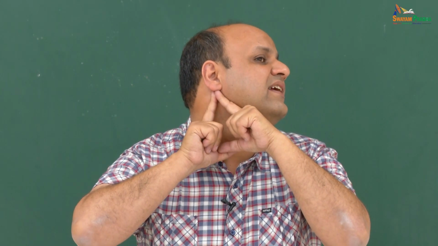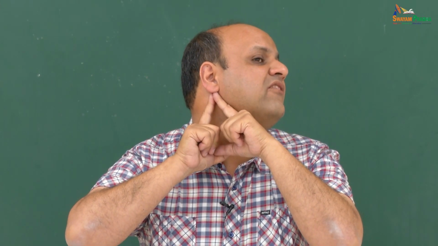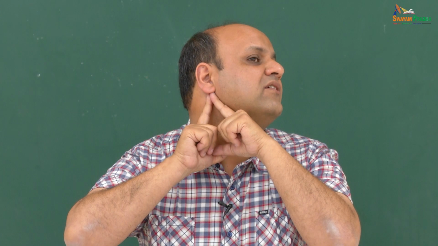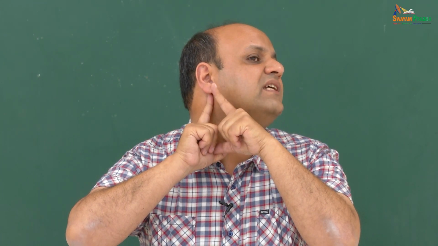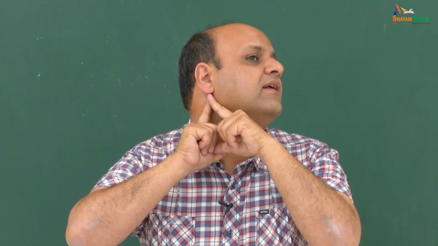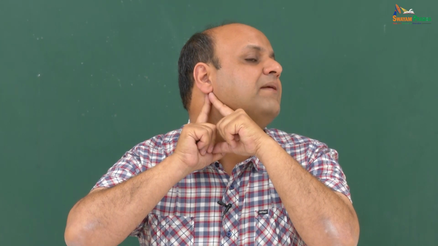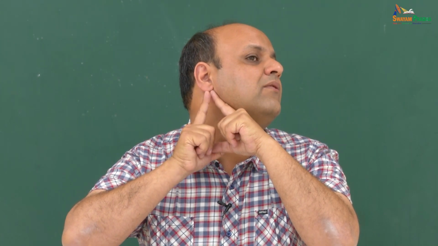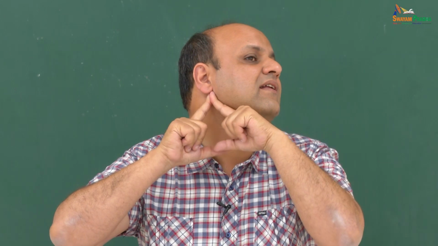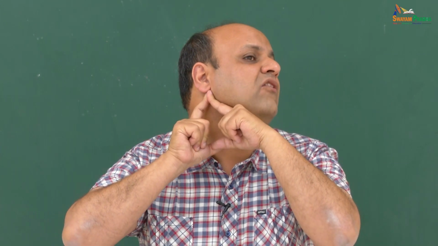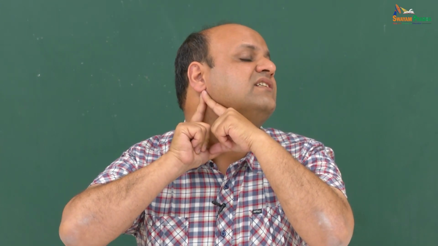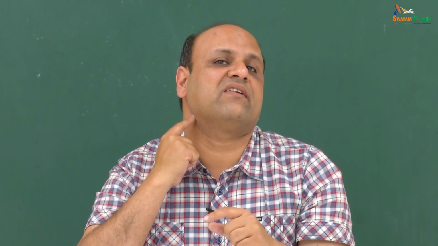So, you can see here posterior belly of digastric, anterior margin of sternocleidomastoid. I am moving the posterior belly of digastric out now, it goes in, anterior margin of sternocleidomastoid out now, goes in, and this is superior belly of omohyoid. So, this is the location of carotid triangle.